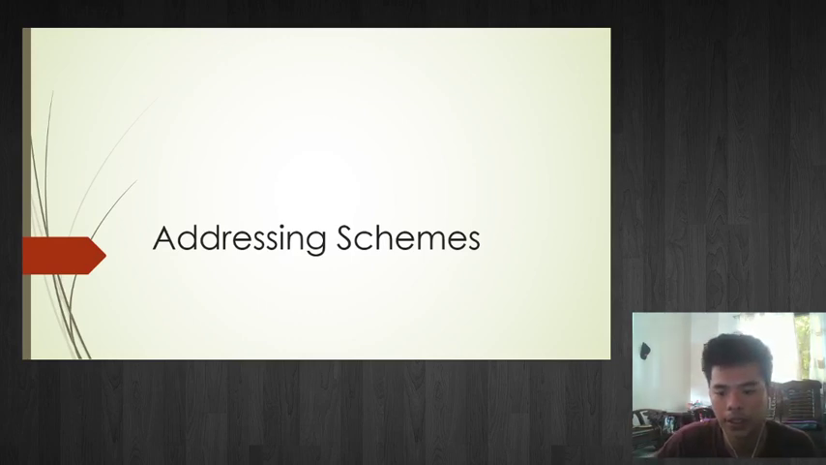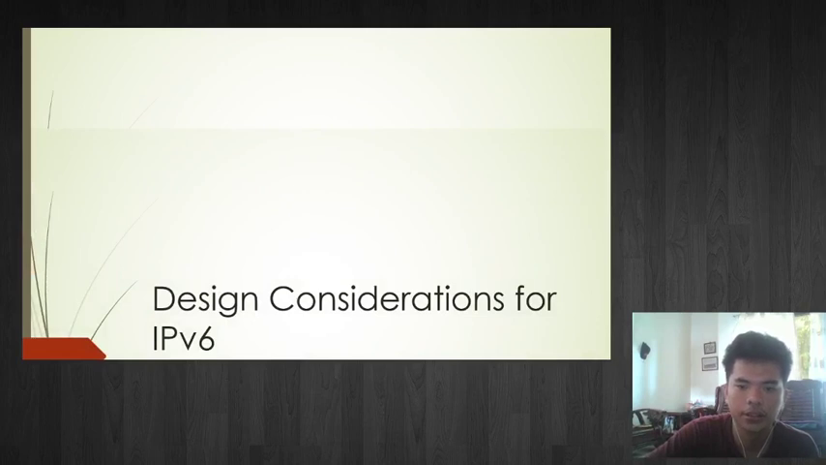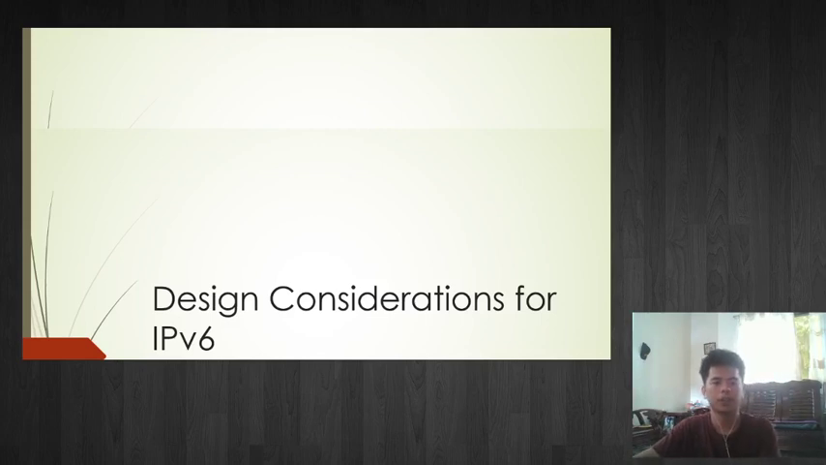So as I said earlier, there are planning network addresses and assigning addresses to the devices. The next one is design considerations for IPv6. First, it has subnetting on IPv6 and the IPv6 global unicast address.